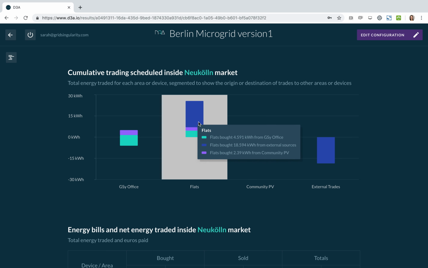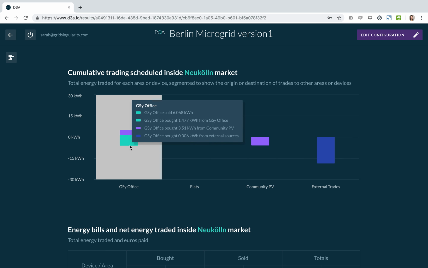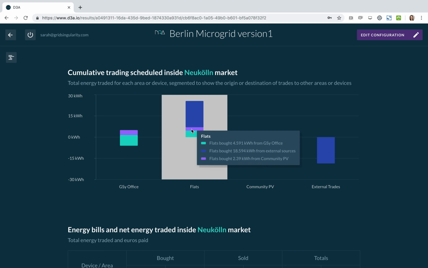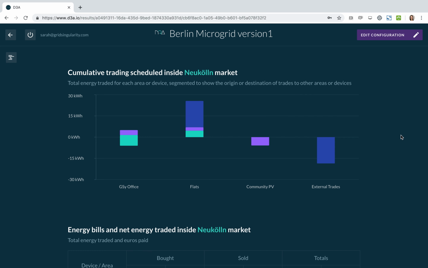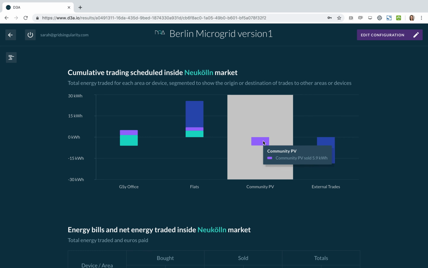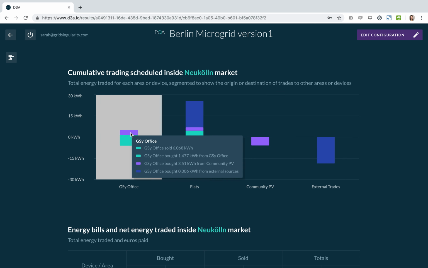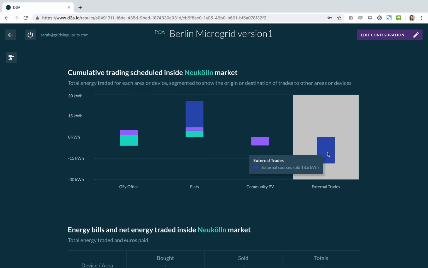So wherever there's green in the positive, that's where the energy was bought from the GSY office. So the GSY office consumed some of its own power, and then it sold some to the flats here. And with the community PV, it produced this power. It sold some to the flats, which is this purple bar, and some to the GSY office. And the external trades represent trades that are happening outside the Neukölln area. So in this case, there was some energy imported externally. So the external trades have negative energy here, and it says external sources sold 18.6 kilowatt hours.